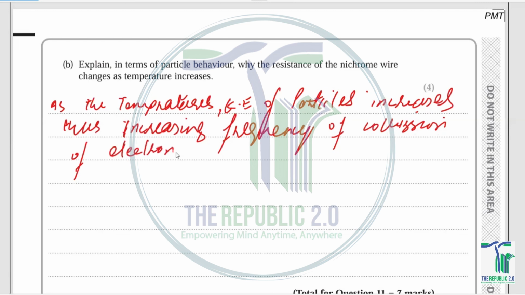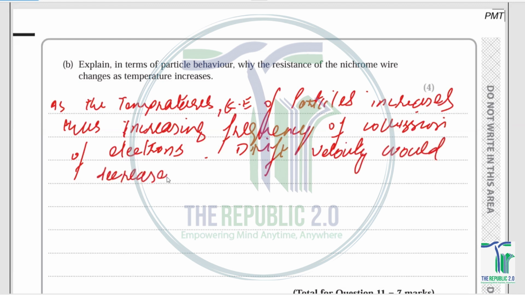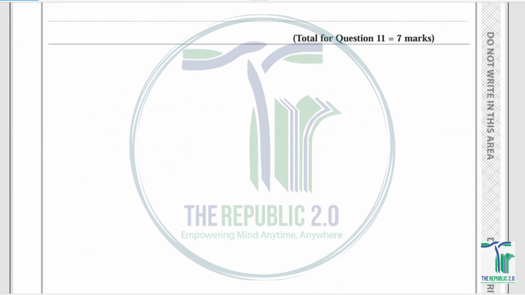And as soon as the frequency of collision of electrons is increased, collisions are going to oppose the actual flow of the electrons. So drift velocity is going to decrease. So the current would decrease, and as soon as the current decreases, the resistance of the wire is going to increase. So you need to mention these 4 points while answering this 4-marker question.